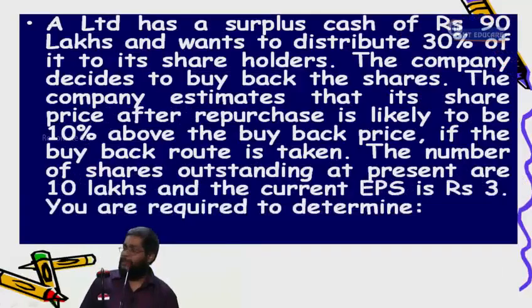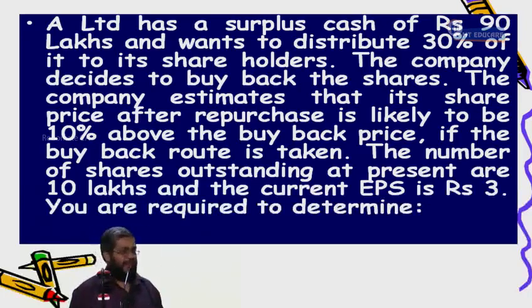At present, how much surplus cash is available? 90 lakhs. Are they going to distribute the entire 90 lakhs? No. The company says 30% they are going to distribute, which is 27 lakhs. The current number of shares of the company is 10 lakh shares. After buyback, this will reduce, and you have to find out how much later. Today the EPS is 3 rupees, with 10 lakh shares, so the earnings of the company are 30 lakh.